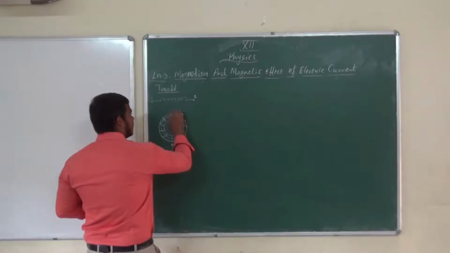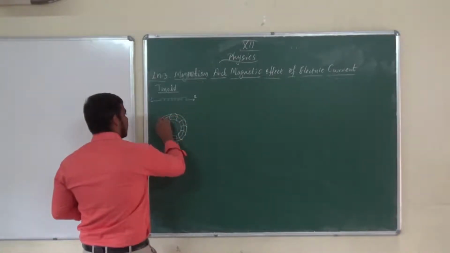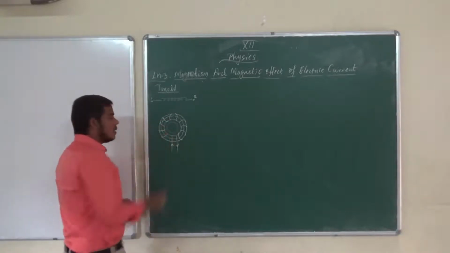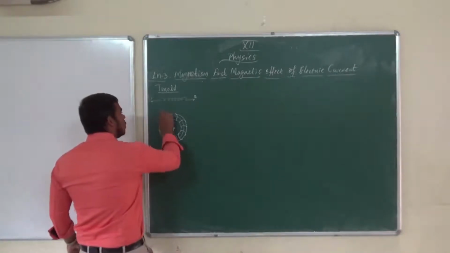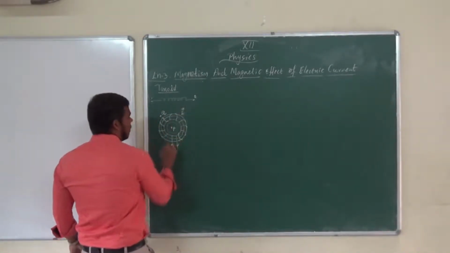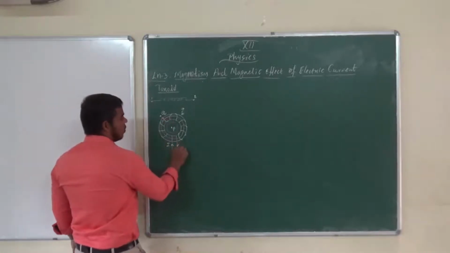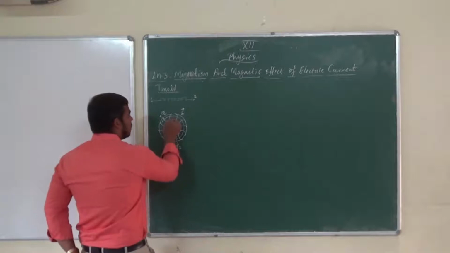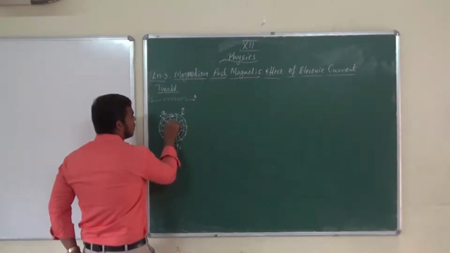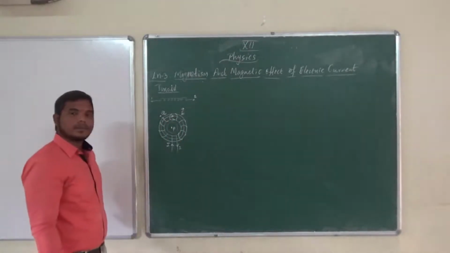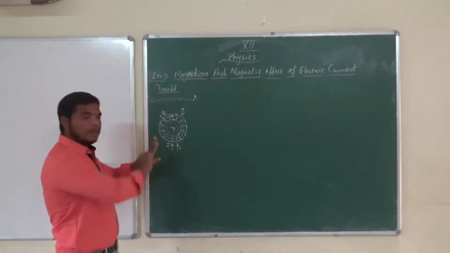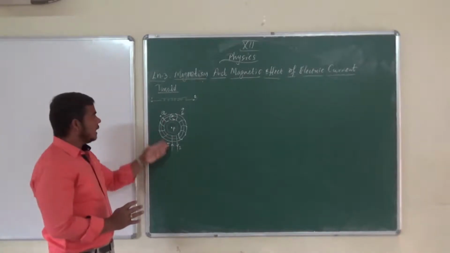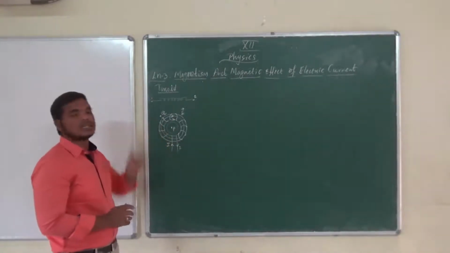The toroid diagram. The center point we have to assume as P, and the outside points are Q and E. When current enters and goes out, this is the direction of the current flow. Okay, so this is the toroid. It is nothing but a simple solenoid bent in such a way that the ends are connected in the form of a circular ring, known as a toroid.